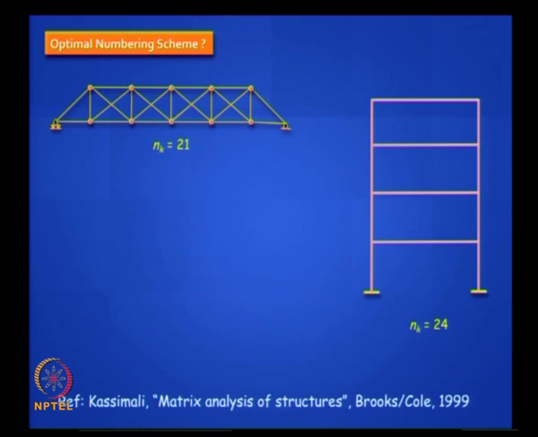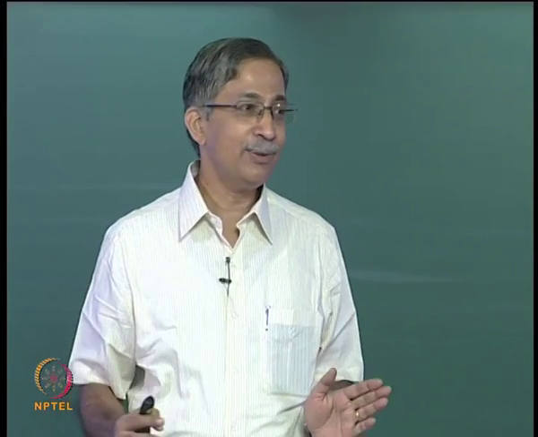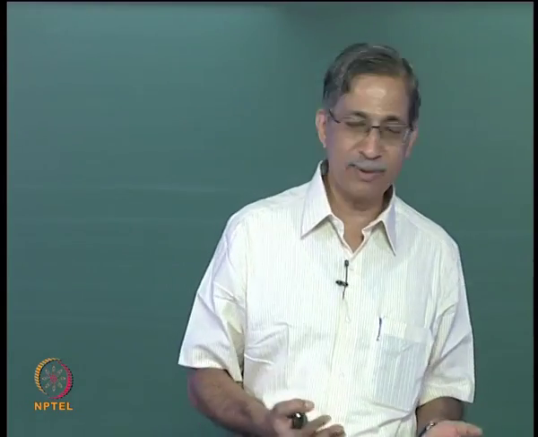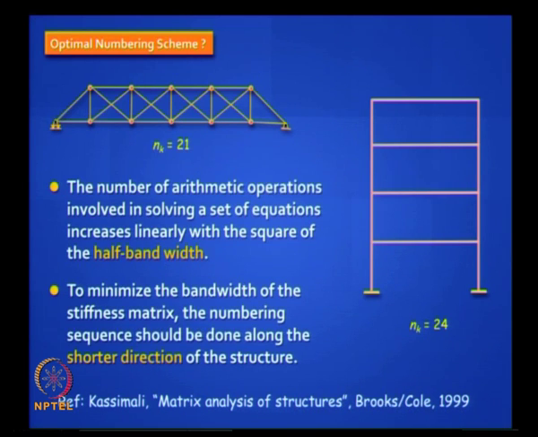So is there an optimal numbering scheme? What do you think would be the best way to do the numbering so that you minimize your half bandwidth, because that helps a lot. The number of arithmetic operations involved in solving a set of equations increases linearly with the square of the half bandwidth, and to minimize the bandwidth of the stiffness matrix, the numbering sequence should be done along the shorter direction of the structure. This is what we did in the previous example.